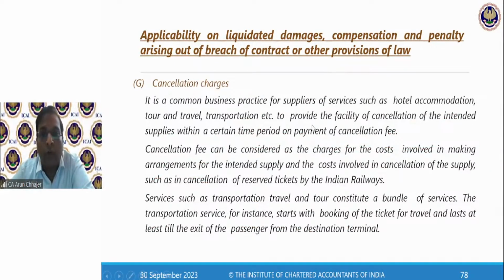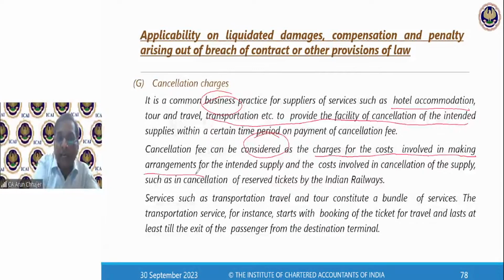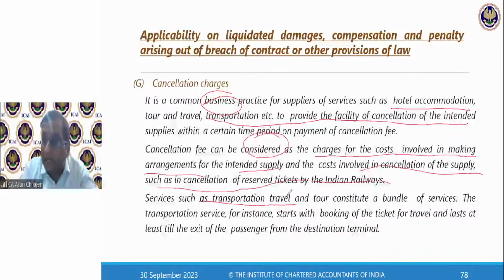Cancellation charges. It is a common business practice. Now, here the stand is something different. It is a common business practice in hotel accommodation, tour and travel, and transportation to provide the facility of cancellation of the intended supplies within a certain time period on payment of cancellation fees. Cancellation fees can be considered as the charges for the cost involved in making the arrangement for the independent supply. Cost is involved in the cancellation of the supply, such as cancellation of a reserved ticket by Indian Railways. Services such as transportation, travel and tour constitute a bundled supply.